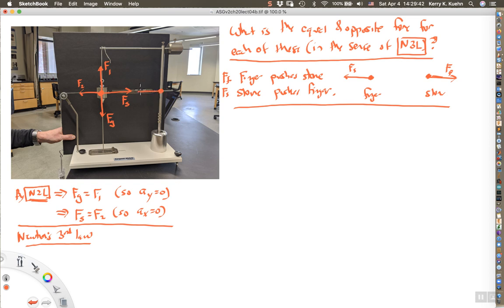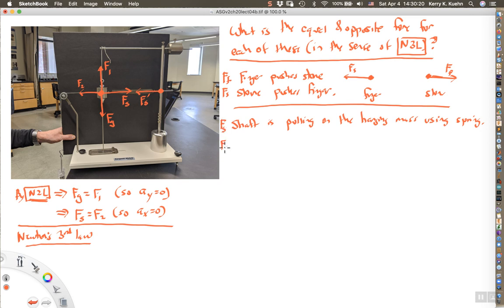So I'm going to draw another force right here. This is a free body diagram for this vertical shaft, and I'm going to call this Fs prime. That's not a derivative, it's just another force. So I'm going to write this out. So the shaft is pulling on the hanging mass using the spring. That is F sub s.